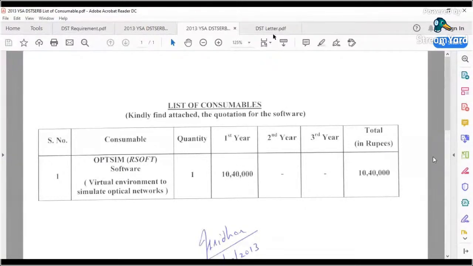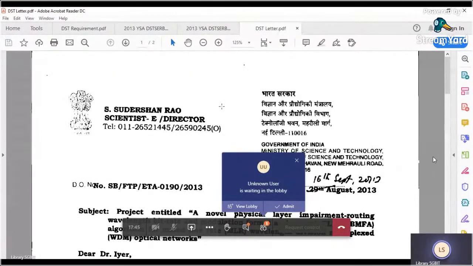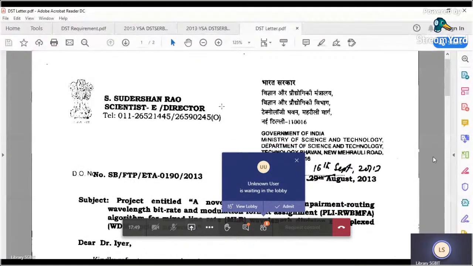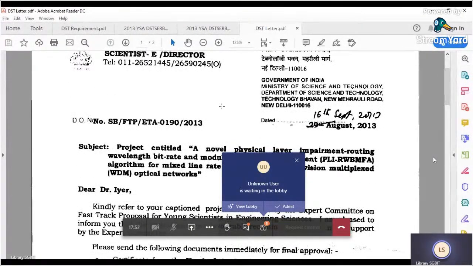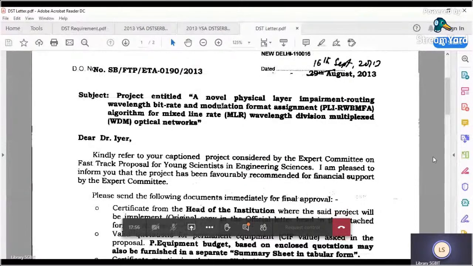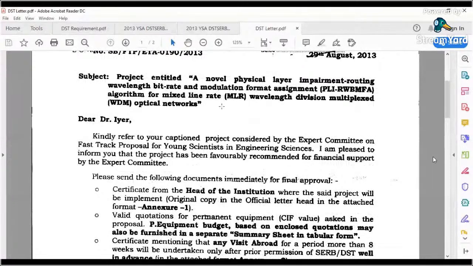And finally, when the project was sanctioned or allowed, you get a letter like this. It's an official letter which comes from DST, and it mentions what is the next procedure, and so forth. So this is the example of 2013. Now let me show you the project as such, and you will get an idea of how the project should look.